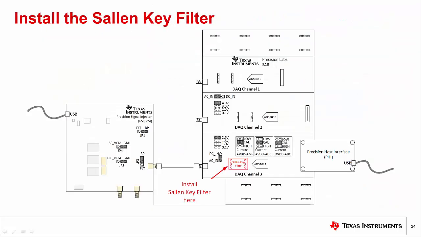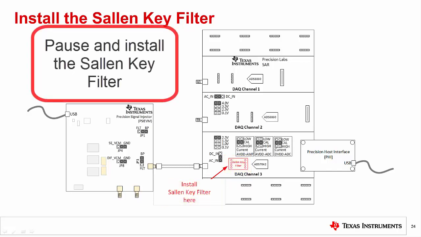Now let's do the same experiment for the Sallen-Key filter. The only change needed for the hardware is to change the coupon board from the OPA 320 Good Filter 2 to the Sallen-Key filter. Pause and install the Sallen-Key filter.